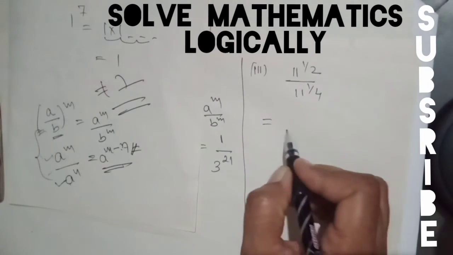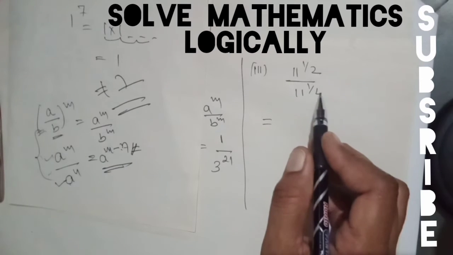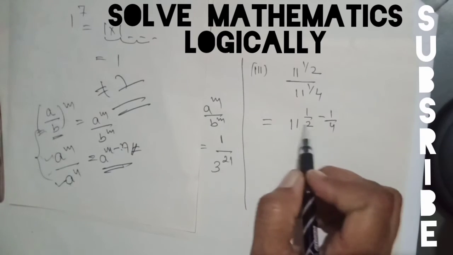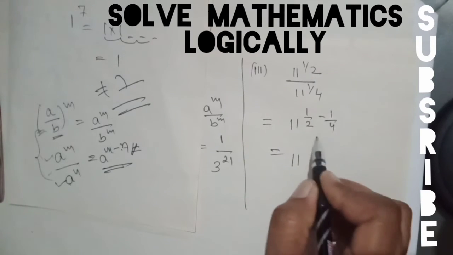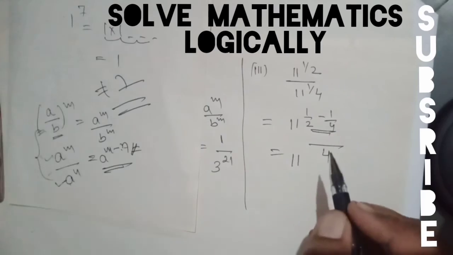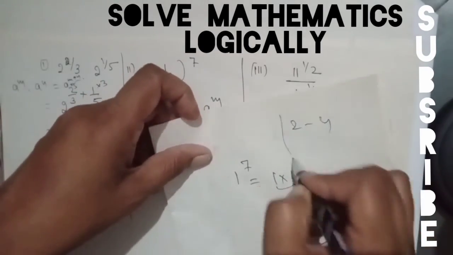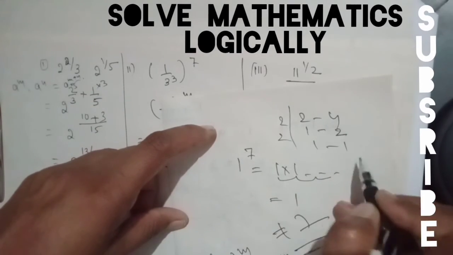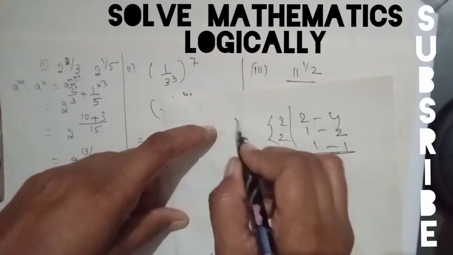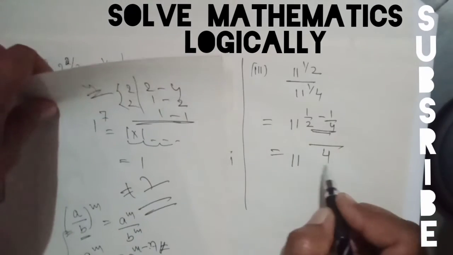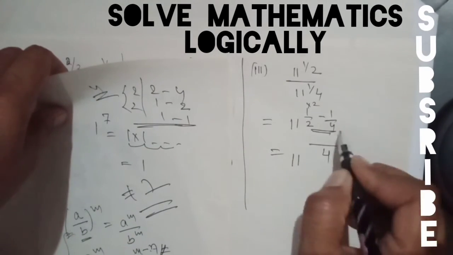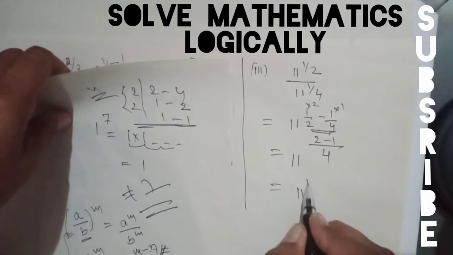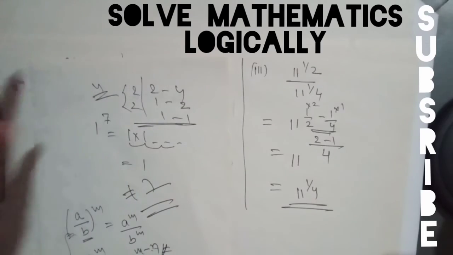Okay, now look at this one. 11 raised to 1 by 2, 11 raised to 1 by 4 we have. So it is 11 raised to 1 by 2 minus 1 by 4. Powers are subtracting. Now the LCM of 2 and 4 is 4. Very simple. Anyhow, for those students who are not perfect with LCM, 2 1 2 2 1 1. So 2 into 2 is 4. LCM is 4. That 4 I am writing here. 2 2 4, 4 1 4. 2 1 2 minus 1, which is equal to 11 raised to 1 upon 4. This is the final answer.